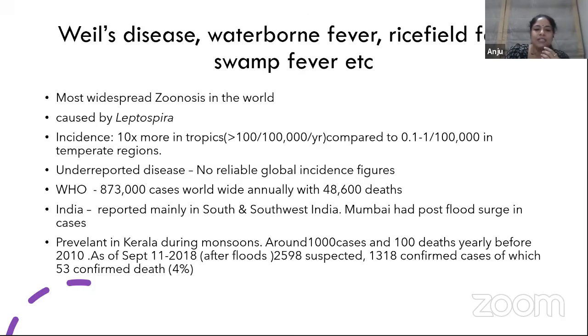In India, it is mainly reported in South and Southwest India. After the floods in 2002 and 2005, Mumbai had a lot of cases. It has become prevalent in Kerala also during the monsoons. Around 1,000 cases and 100 deaths were reported till 2010. As of September 11, 2018, 2,598 cases were suspected, of which 1,318 were confirmed. And there was a mortality rate of 4% recorded.